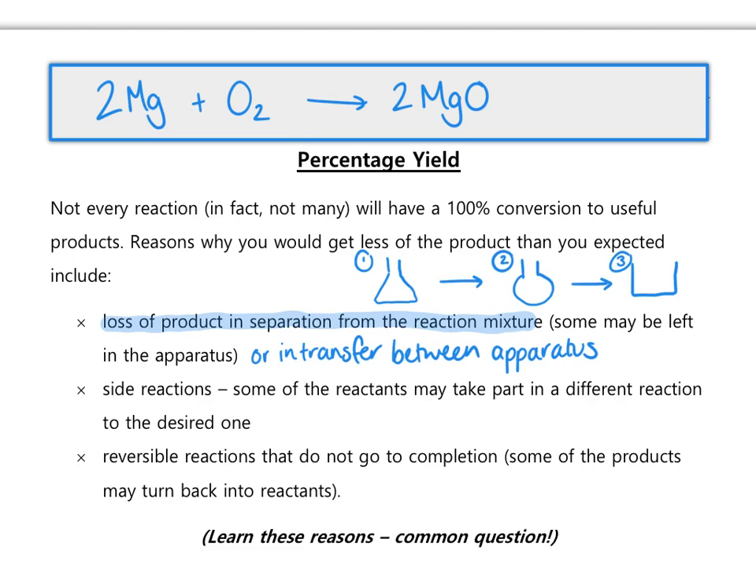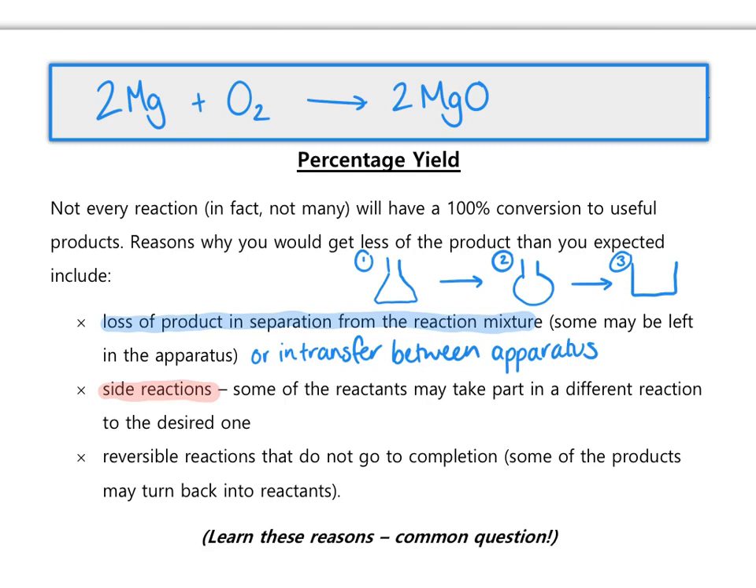So either we can have loss of product and separation from the reaction mixture, so we may not get all of our product from our reaction mixture. Some may be left behind in the apparatus, but also if you have this reaction mixture where you have a mixture of unreacted reactants and products, actually just getting your product out can be very difficult. Or if we have different stages in our experiment and we're transferring the reactants between different pieces of apparatus, we may lose product when we are transferring. So you can say loss of product and separation from the reaction mixture, or loss of product and transfer between our apparatus. The second thing that might happen is something called side reactions.